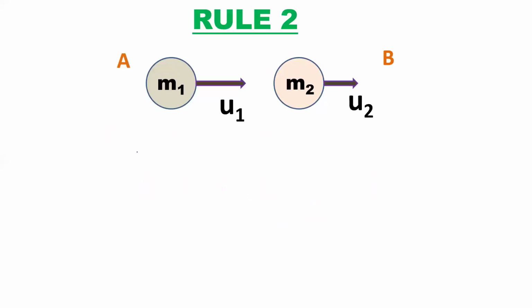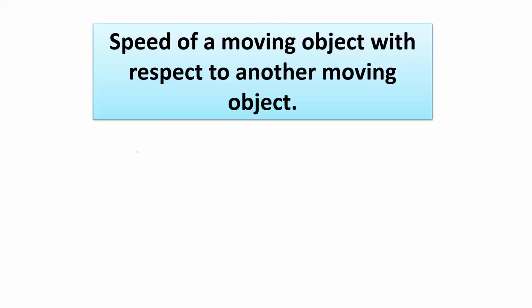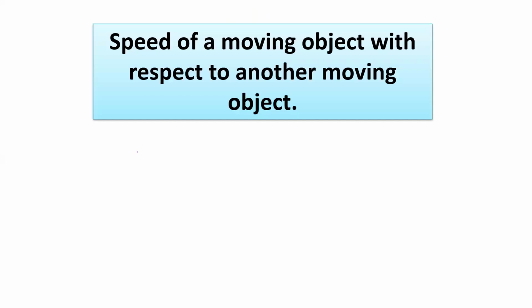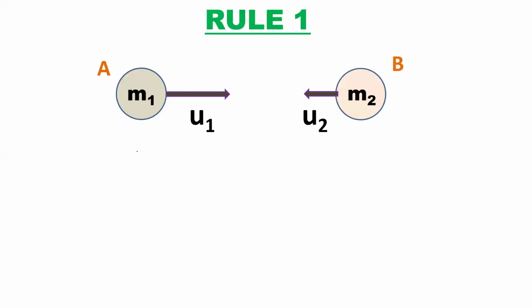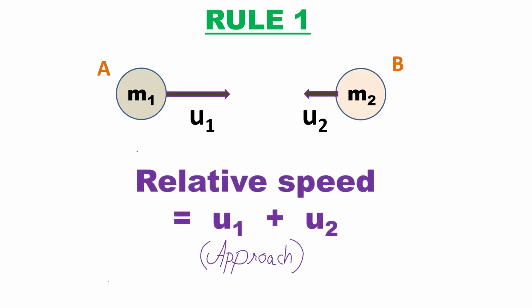Okay. So can you give the heading relative speed? Sure. Okay. Now, what is relative speed? Speed of a moving object with respect to another moving object. This is the definition here. When two objects are moving towards each other, like two trains moving towards each other, the relative speed is obtained by u1 plus u2.